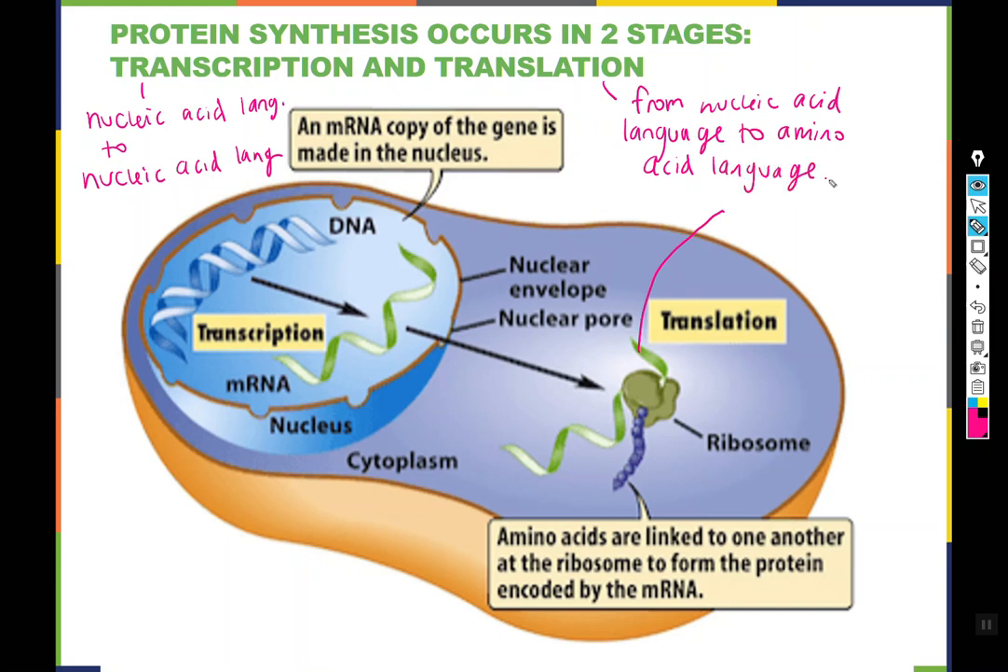So that's the reason for those names. They also have different locations. Transcription always happens in the nucleus. And translation, because it requires ribosomes, happens anywhere where there are ribosomes. So we know from our studies of cell biology that those places include the cytoplasm or the rough endoplasmic reticulum, one or the other.